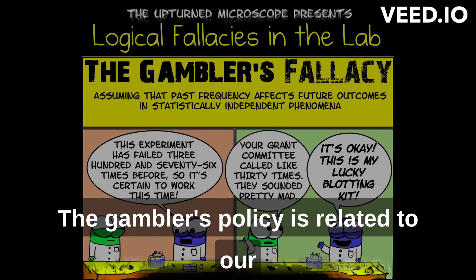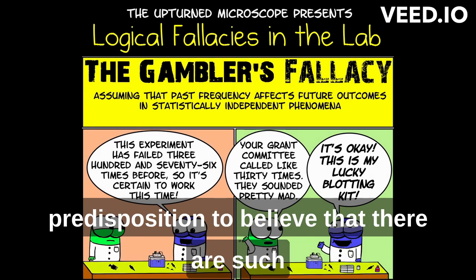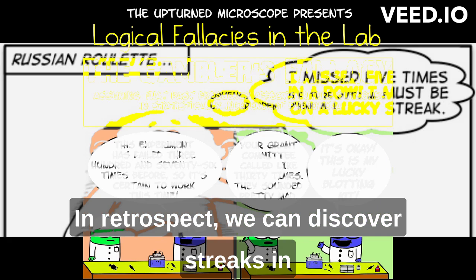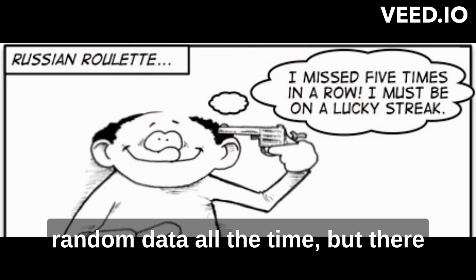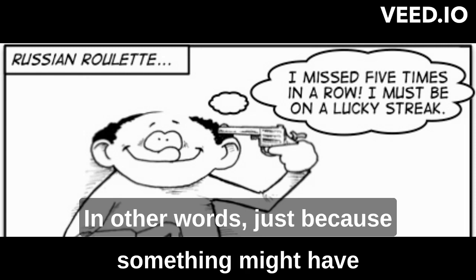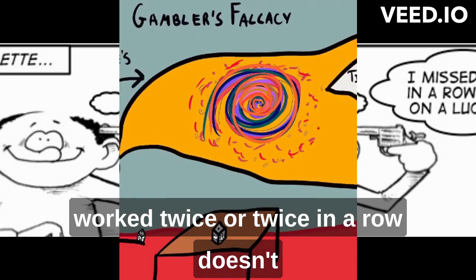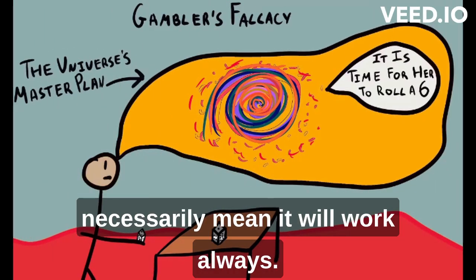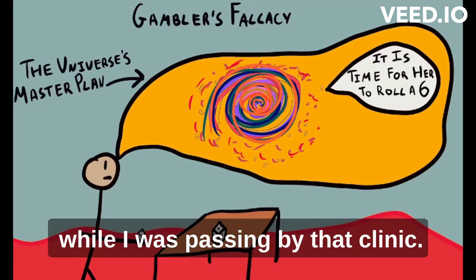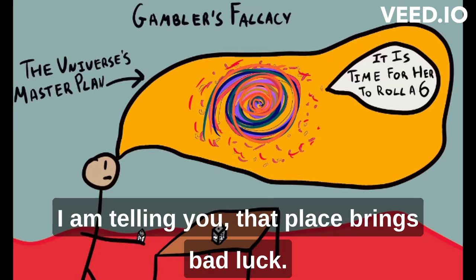Number 2, the gambler's fallacy. The gambler's fallacy is related to our predisposition to believe that there are such things as good or bad luck streaks. In retrospect, we can discover streaks in random data all the time, but there is no statistical governance underlying such streaks. In other words, just because something might have worked twice or thrice in a row doesn't necessarily mean it will work always. An example of this fallacy would be something like, I hit my legs 2 times while I was passing by that clinic. I am telling you that place brings bad luck.